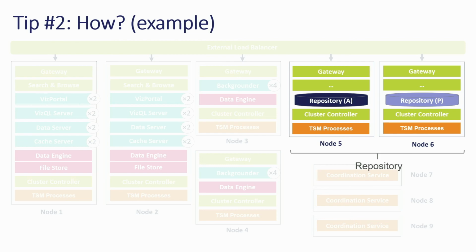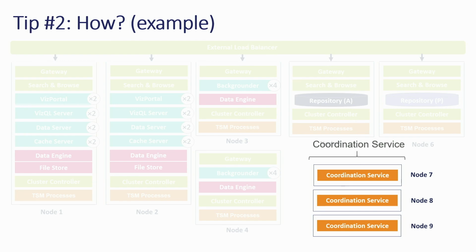So, and also, most of these other processes talk to the repository. So it's a problem for everyone if you're not getting good performance there. The final group is the coordination service, and remember, we rolled out 3 nodes specifically for coordination service, and here they are again in this one.